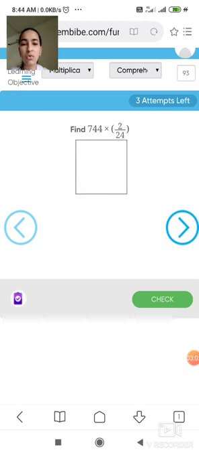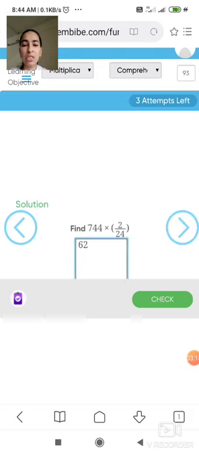Okay, students, this is only the revision. Now the next question is 744 multiplied by 2 upon 24. Now you can see all these numbers are divisible by 2. We can divide by 2 and the final answer will be 62 only. Okay, students, you have to multiply that. How it will come, you have to tell me.